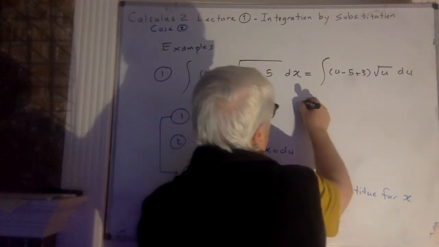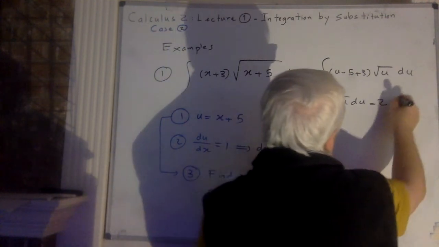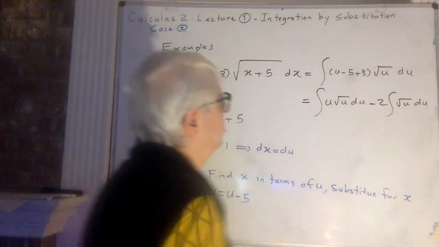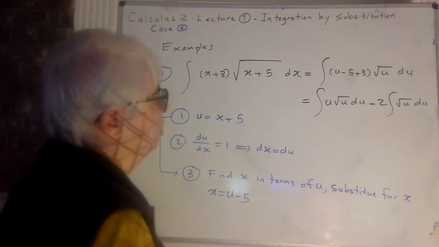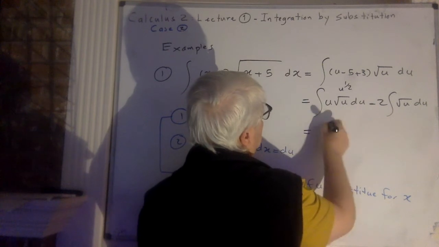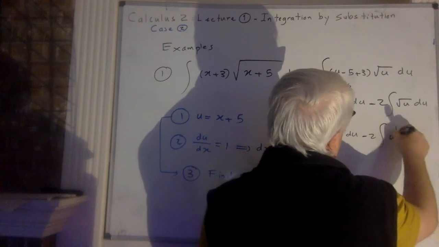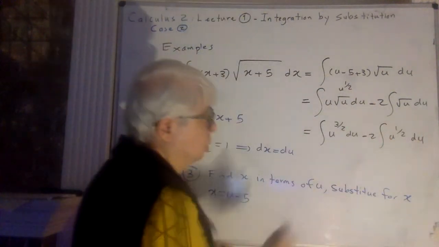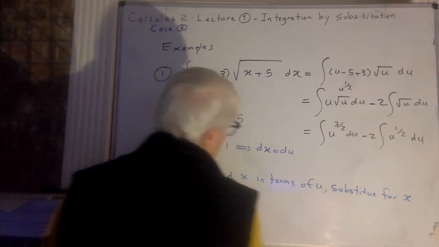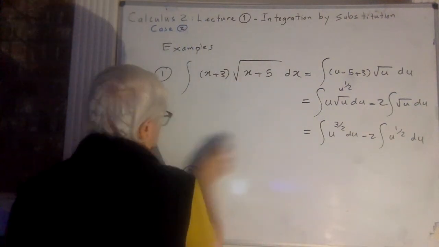So that is the integral of u radical u du minus 2 integral u du, right? Minus 5 plus 3 is minus 2. Then this one is u to the power 1/2 times this, that is u to the power 3/2 du, minus 2 integral u to the power 1/2 du. Now these are two simple integrals. It's like integrating a polynomial. So let me erase this and find these two integrals here for you.